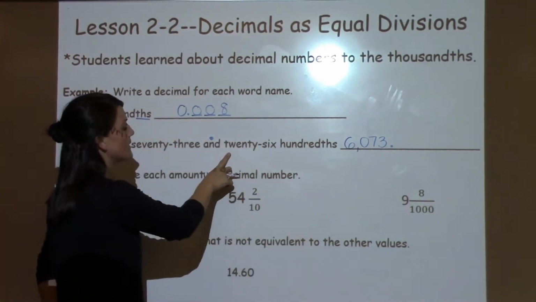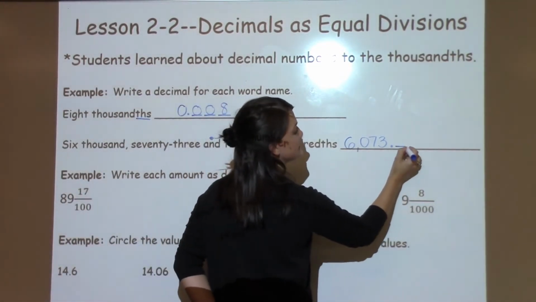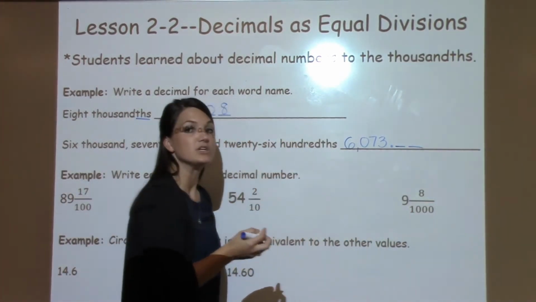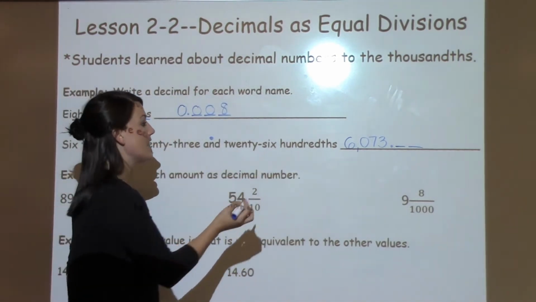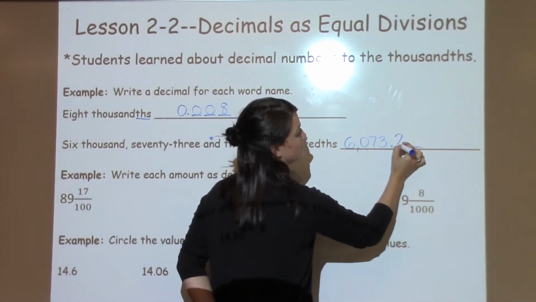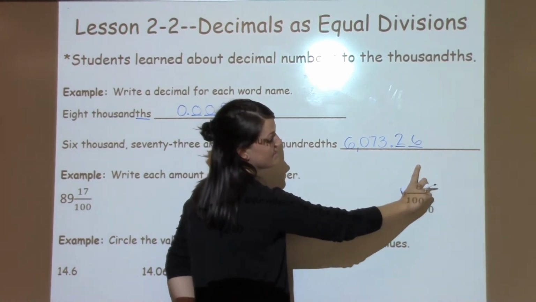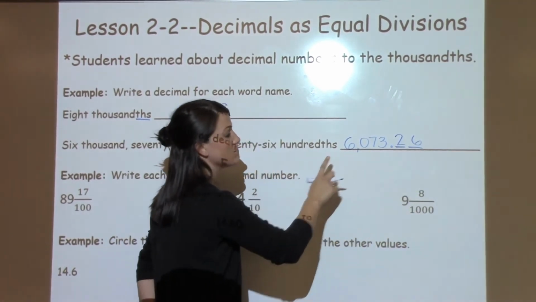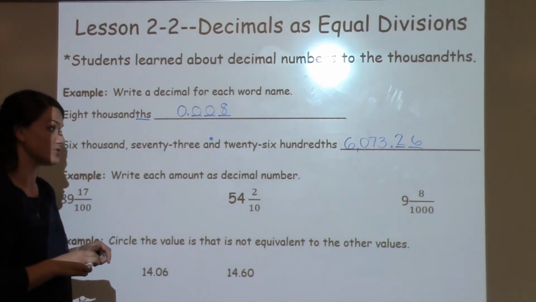And 26 hundredths. Again, I know that this is tenths and this is hundredths. And I want my number 26 to look like a 26 as long as the last number is in the hundredths place. This looks like a 26 and the last number is in the hundredths place. So this shows 6,073 and 26 hundredths.